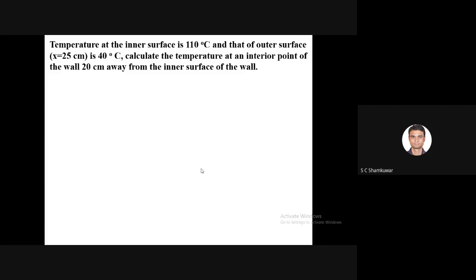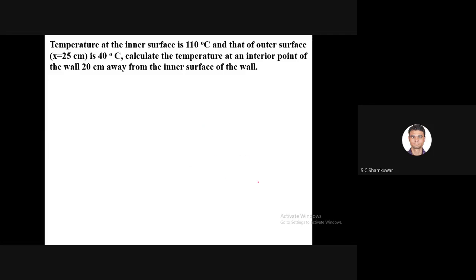Now this problem you need to solve by using the Laplace equation. Can you solve this? Can you find out the temperature at 20 centimeter from the inner surface by using the Laplace equation? And this is what? One dimensional flow, not two dimensional flow. This is a one dimensional flow, not three dimensional.